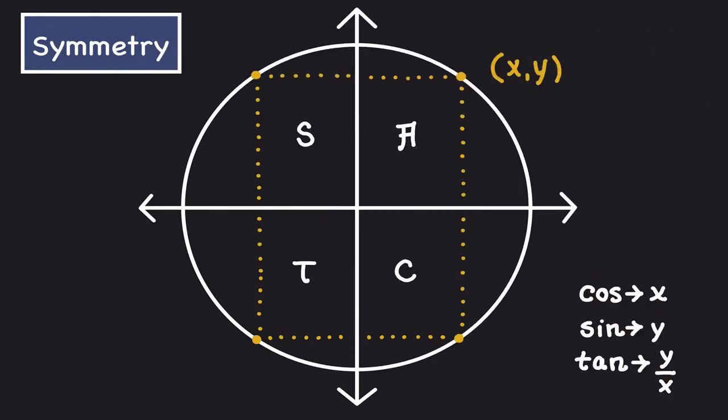Okay, so another point I really need to make before we can start deriving the whole unit circle from just 3 points is that circles are special because of symmetry.